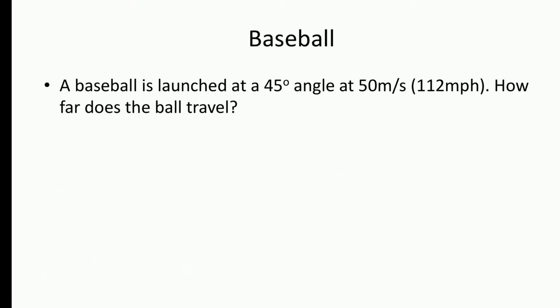Here is a problem that you learned about back in high school physics, or maybe not until general physics here, I don't know. But you could solve this, couldn't you? A baseball is launched at a 45-degree angle at 50 meters per second. That's 112 miles per hour, if you wondered. How far does the ball travel? So you understand the problem, right? You're launching the ball. We know about the acceleration due to gravity. We can figure it out, can't we?